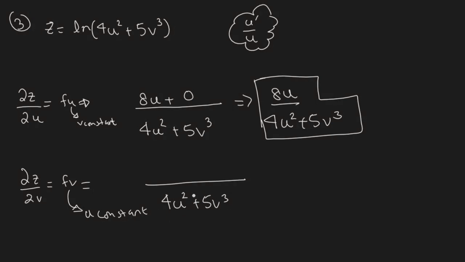Now the derivative of this function at the top. So we're treating, remember, u as a constant, so u is here. So this whole thing becomes 0 because the derivative of a constant is 0. And then here the derivative of this one, 5 times 3, which is 15v squared. So the derivative of this is simply this.